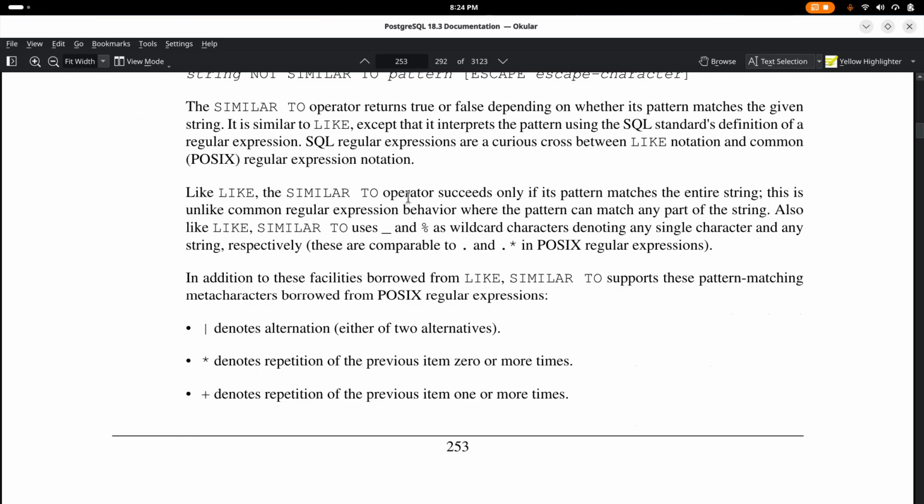Like LIKE, the SIMILAR TO operator succeeds only if its pattern matches the entire string. This is unlike common regular expression behavior, where the pattern can match any part of the string. So this is something you have to take care of. The pattern must match the entire string. Also, like LIKE, SIMILAR TO uses underscore and percent as wildcard characters denoting any single character and any string, respectively. These are comparable to dot and dot-star in POSIX regular expressions.